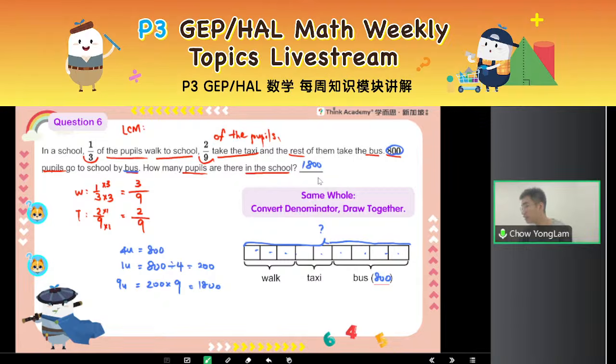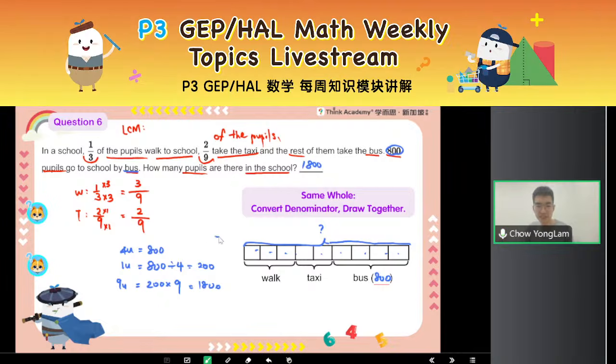All right. Okay, so far. Yes, 4 out of 9 is 800. So from there, you find out 1 unit before you multiply by the number of units you desire. Okay. All right. With that, that is the first type of question. When you see two fractions, they are both taken from the same total. Just find the same denominator and then draw together. Now, what about the next question?